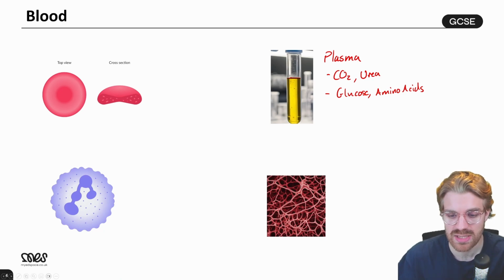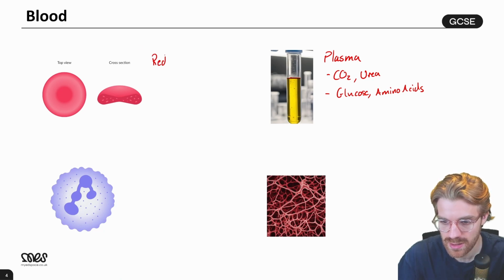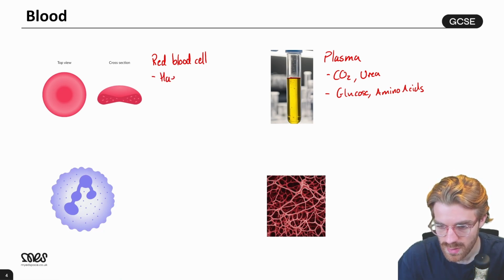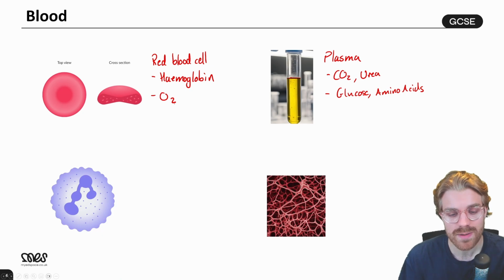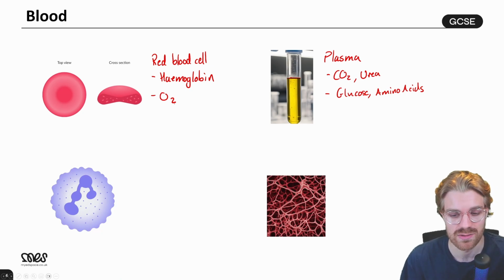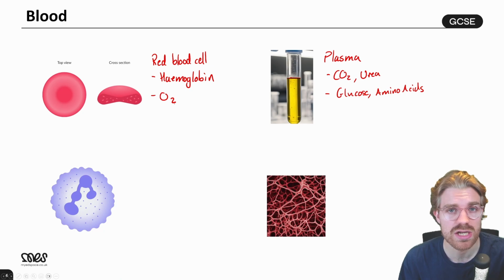So one of those cell types would be the red blood cell. Now the red blood cell contains the protein hemoglobin. And the role of that hemoglobin is it is involved in the transporting of oxygen. The red blood cell also has a few specialist adaptations. Again, go check out my module 1 video where I broke down different types of specialized cells. But it has a biconcave shape to increase the surface area and no nucleus to make more space for hemoglobin.